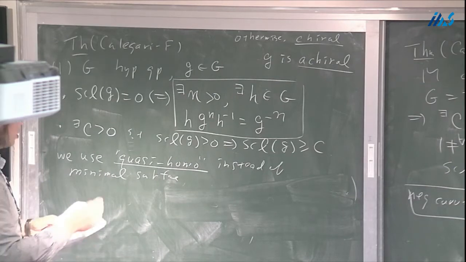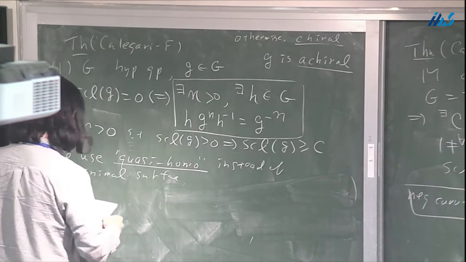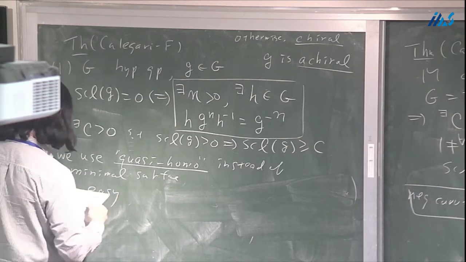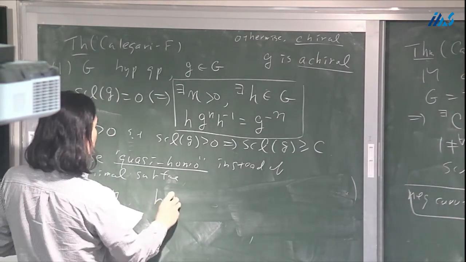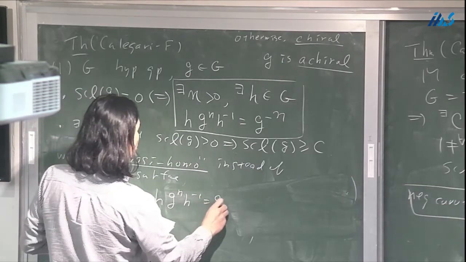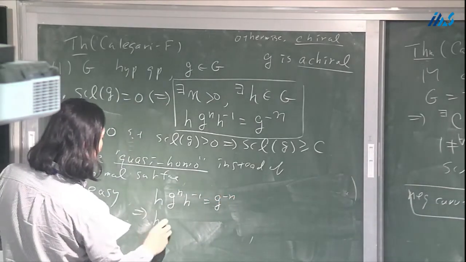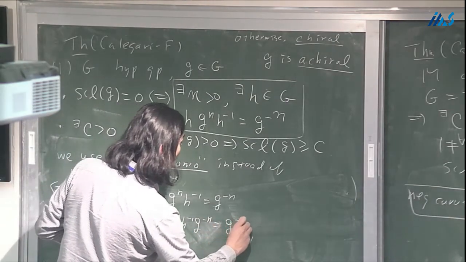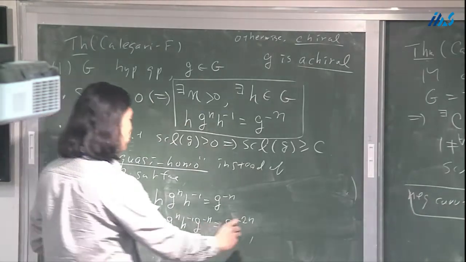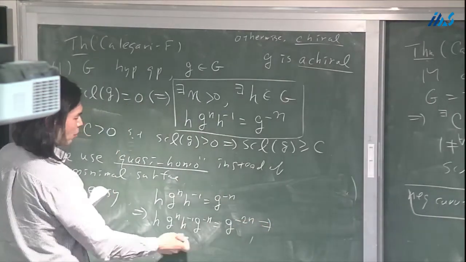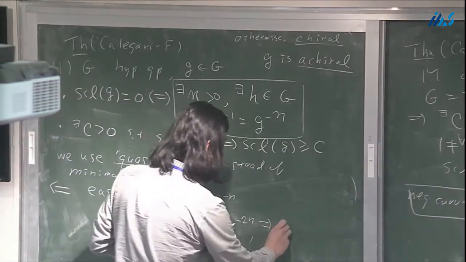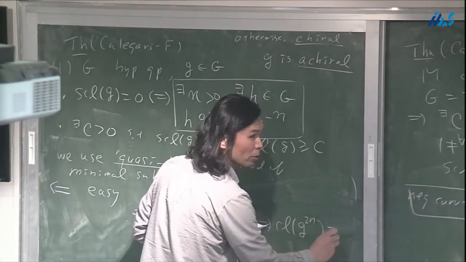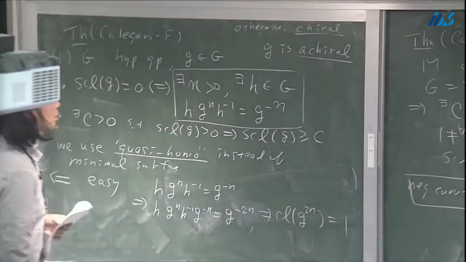Is it easy to see why this achiral condition implies that the stable commutator length is 0? Yes, yes. Sure. This direction is easy. Let me do it. So h g^n h^{-1} is g^{-n}. Therefore, h g^n h^{-1} g^{-n} is g^{-2n}. Clearly. But this is a commutator, one commutator, as you see. So the commutator length of g^{-2n}, you take the inverse, is at most 1.